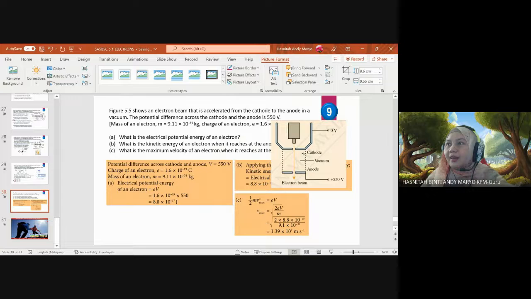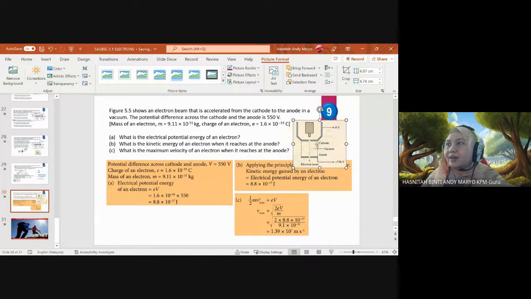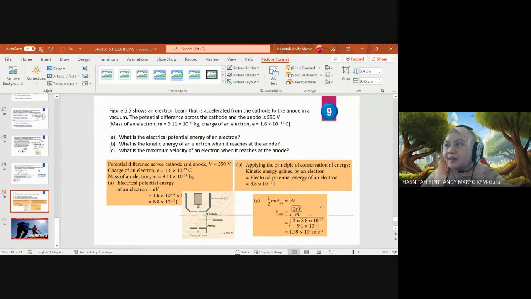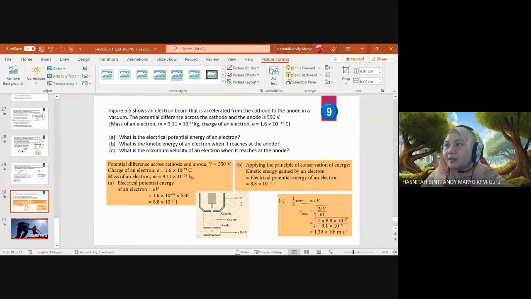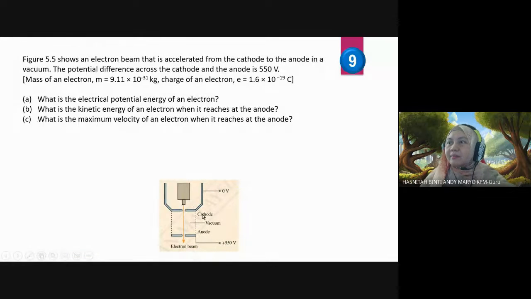Okay, there is our missing diagram. Cikgu letak dia di sini lah. Okay, students, so this is the diagram. It shows the beam from the cathode accelerating to the anode.